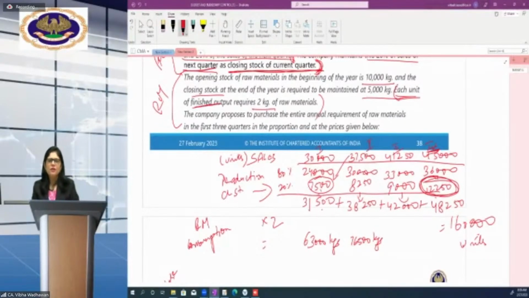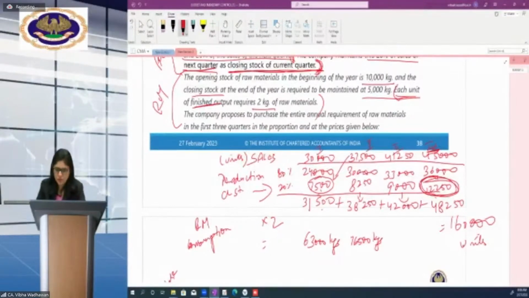If 1 unit of finished product requires 2 kgs of raw material, how much raw material consumption do we need to have for all the 4 quarters? All right, for a total of 1,60,000 units of production. Okay, I'm getting the answers here.